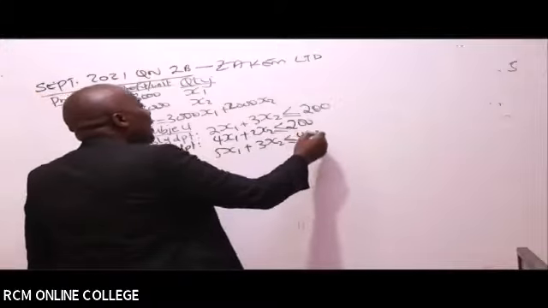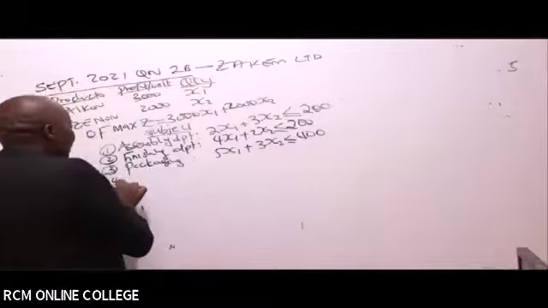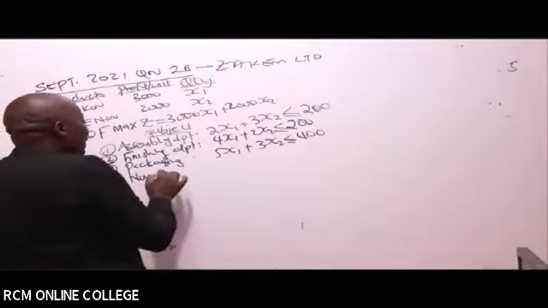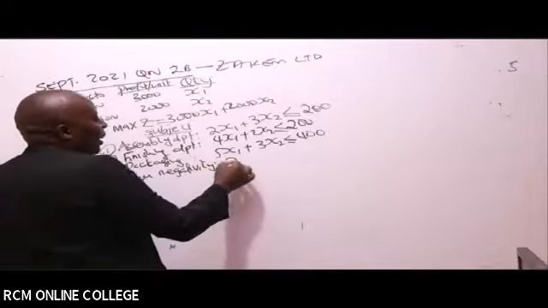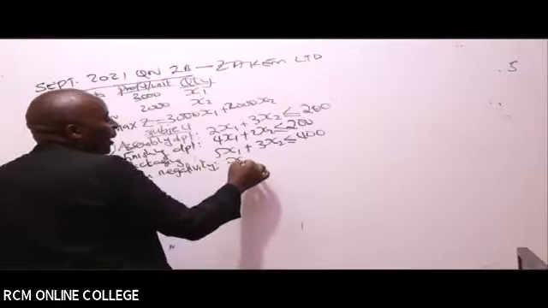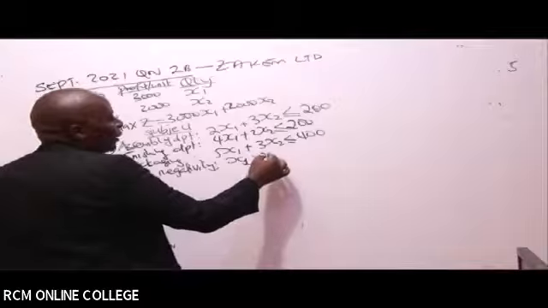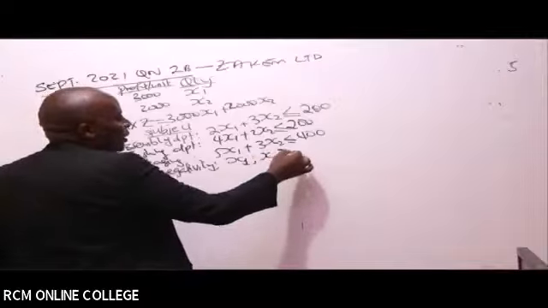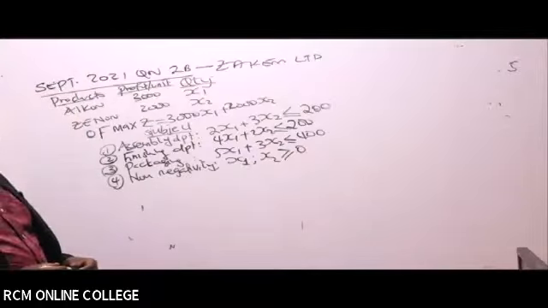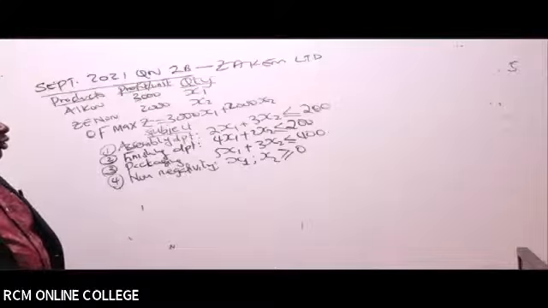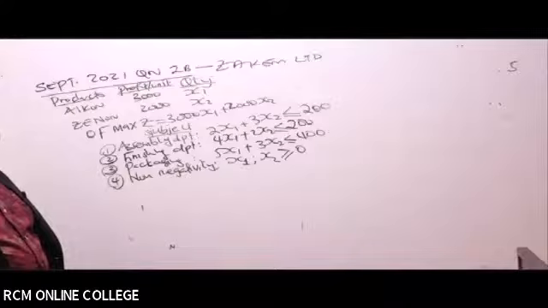We do not have any other constraint other than the non-structural one, the assumption one, what we call the non-negativity constraint: X1, X2 should always be greater or equal to 0.